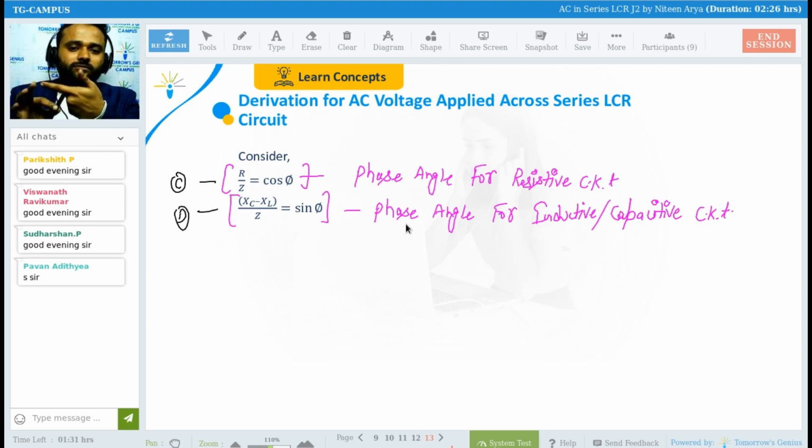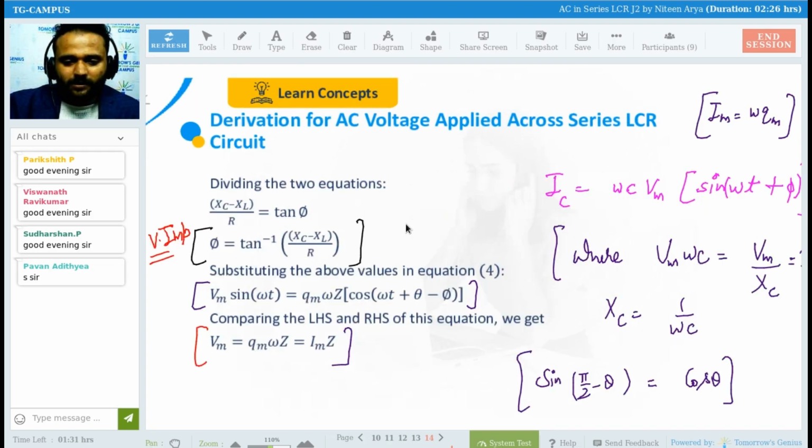So voltage is going to be behind the current in a capacitive circuit, and it is going to be ahead of the current in an inductive circuit. So from there we get the phase angle.